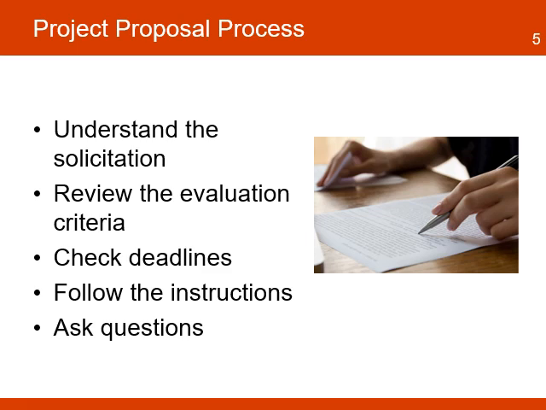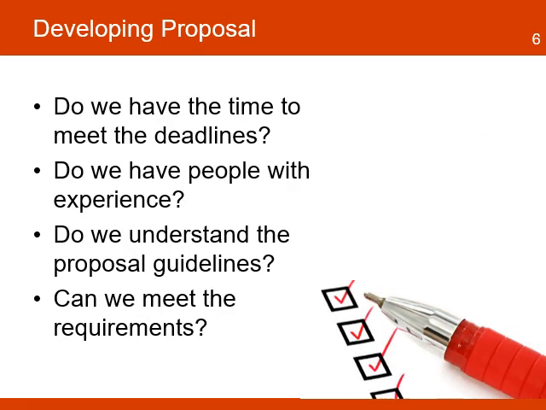Understand the solicitation and the scope of the work. Review the evaluation criteria for the economic and technical approach. Check deadlines and dates to submit questions and the proposal, and follow the instructions, especially in the content that is required in the proposal. Ask questions. This is an important element of the process that will help clarify any doubts about the solicitation.